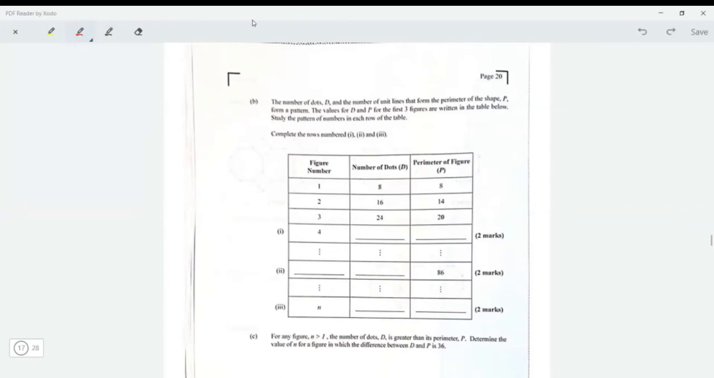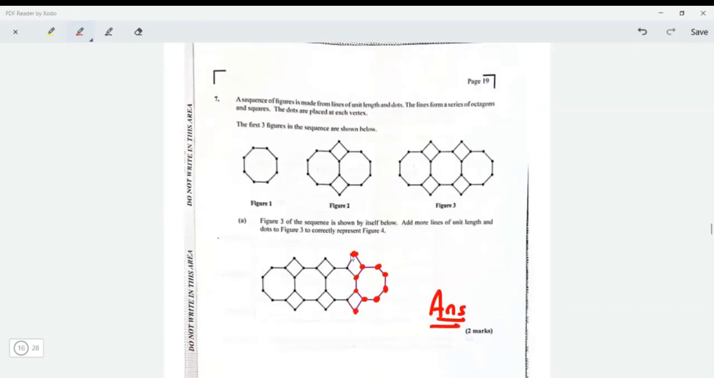How did I get 8n? If the figure is represented by n, look at it. 8 times 1 gives 8. 8 times 2 gives 16. 8 times 3 gives 24. So 8 times 4 gives 32. So the number of dots is 32. If you don't believe me, you can go back and add up all of them around here, and you're going to get 32.